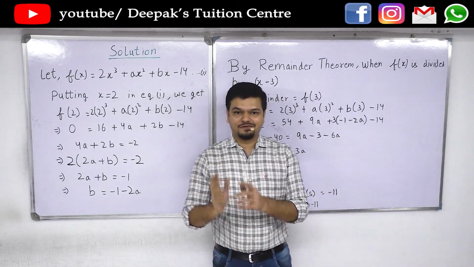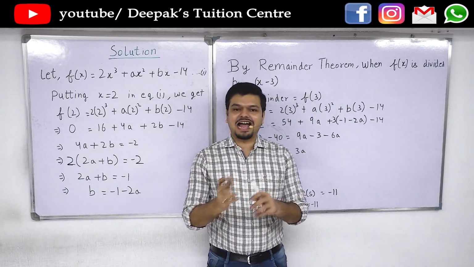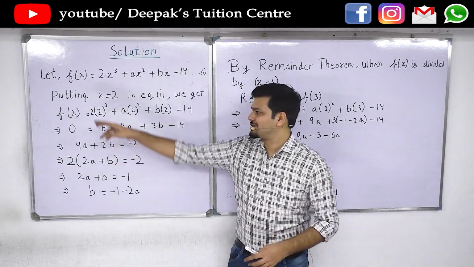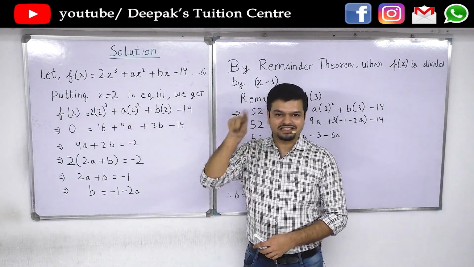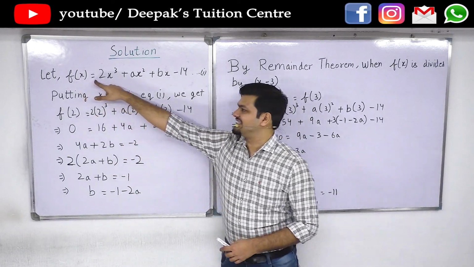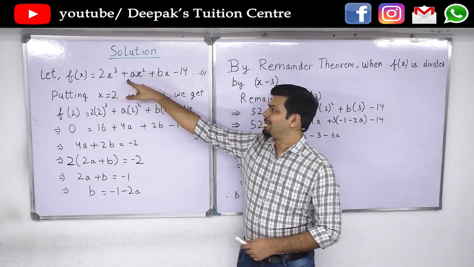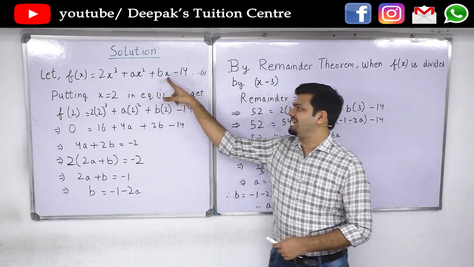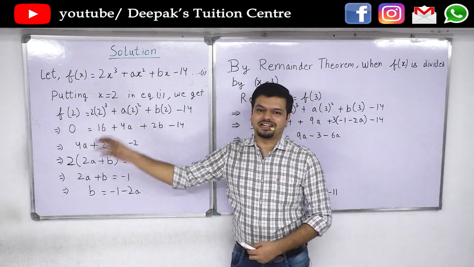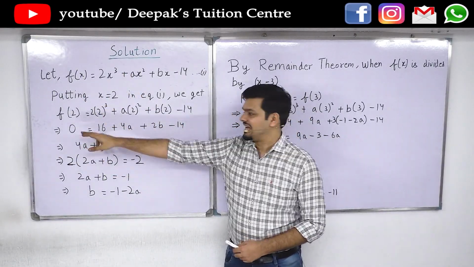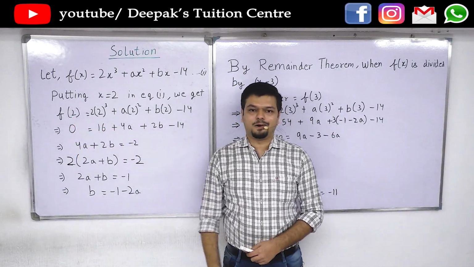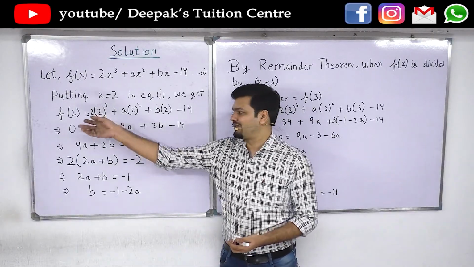For factor theorem, we need to have x minus something, and that something is already given, x minus 2. We do not need to express it in any other form. So putting x equals 2 in equation 1, we get f(2) equals 2 into 2 cube plus a into 2 square plus b into 2 minus 14. Since we already know that x minus 2 is a factor of f(x), by factor theorem we can simply substitute the value of f(2) as 0. We already know it's a factor, therefore f(2) has to be 0.